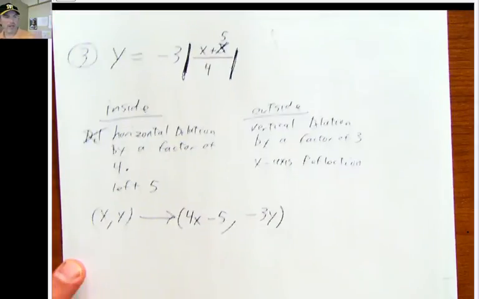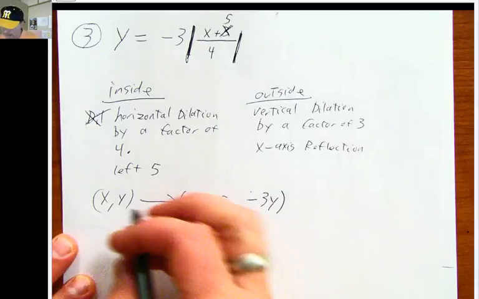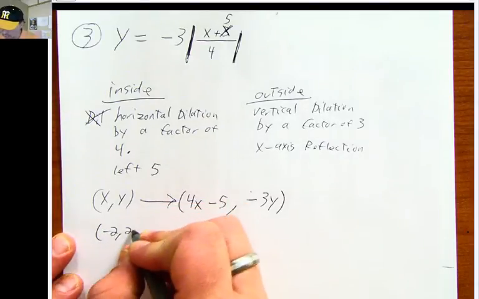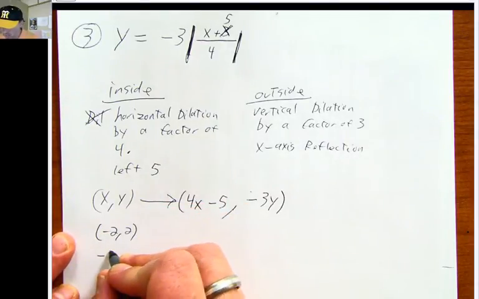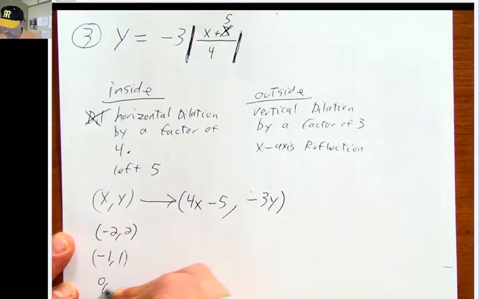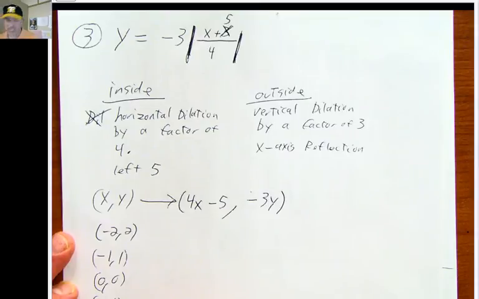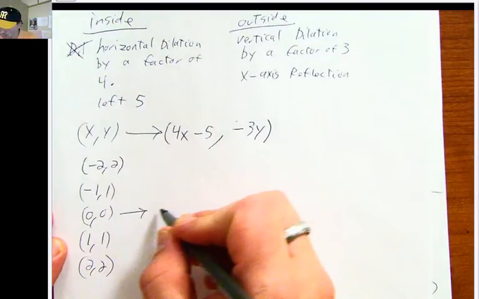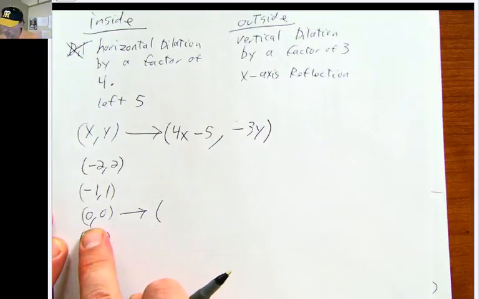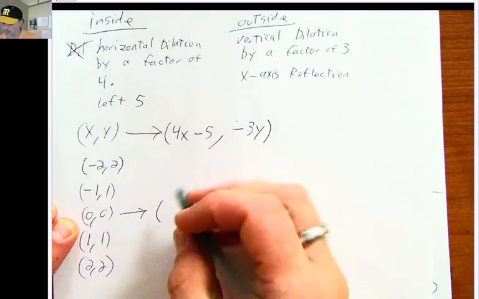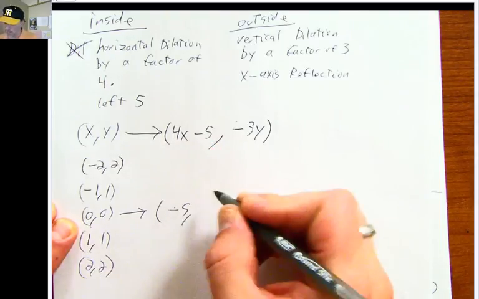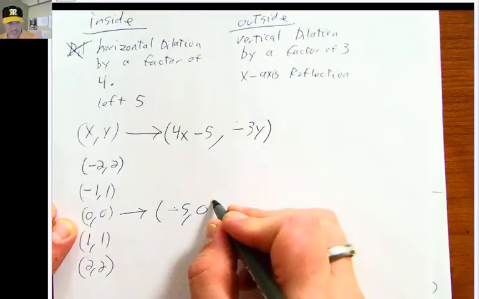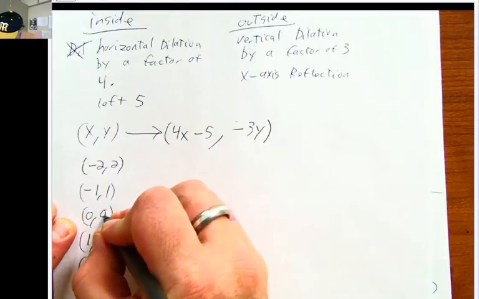Okay, now we're going to apply this rule to our 5 key points: (-2, 2), (-1, 1), (0, 0), (1, 1), and (2, 2). I'm going to use a couple shortcuts here to speed up the process. I always like to start off with my (0, 0) point. 0 minus 5 is negative 5, and negative 3 times 0 is just 0.